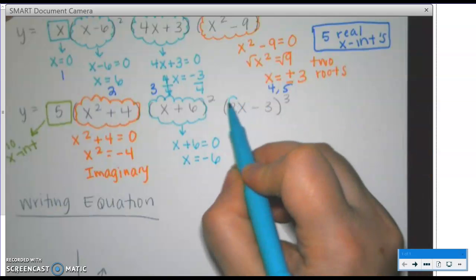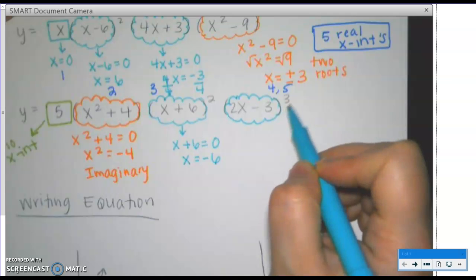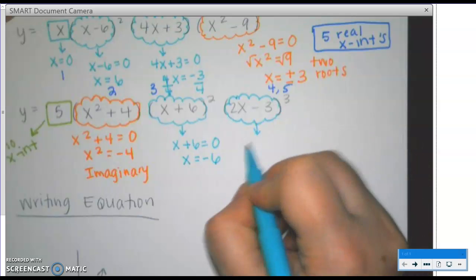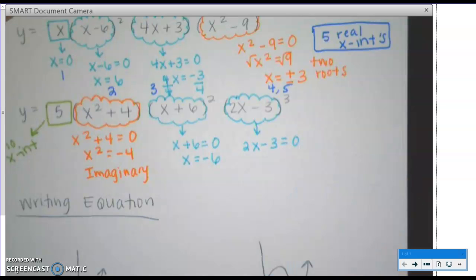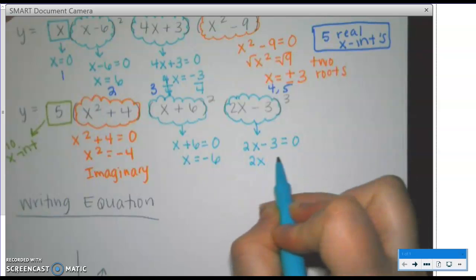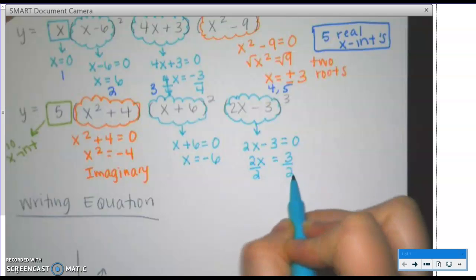All right, my next one. Again, that's linear. The 3 has to do with the multiplicity, but I'm not going to use that when I'm solving for the x-intercept. So I set it equal to 0. So I need to add 3 to both sides. Then divide by 2.